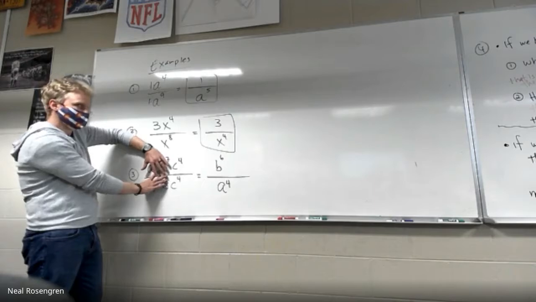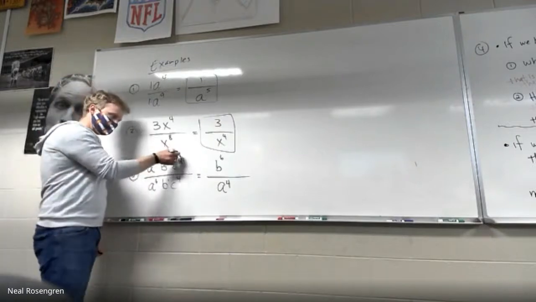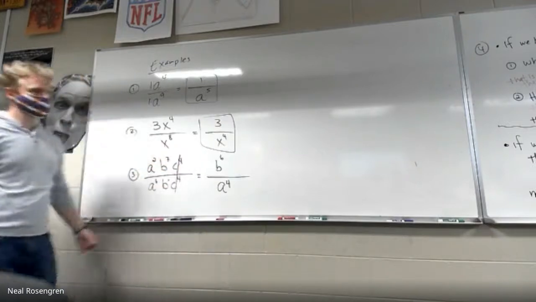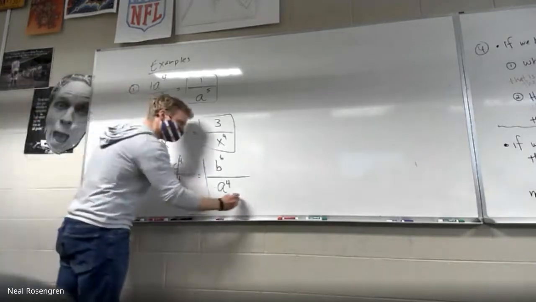But do you have more down there? Why? Anything divided by itself is 1. Perfect. And so the C's are actually gone.